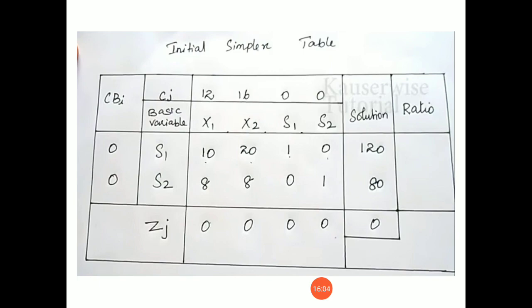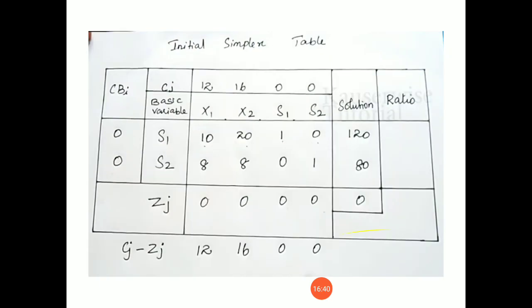Similarly, all other elements can be found accordingly. So what am I doing here? The formula for finding the Zj row is the summation of the multiplication of the CBi element with the corresponding column for which I will be finding the element of the Zj row. So in this way I found the Zj row.